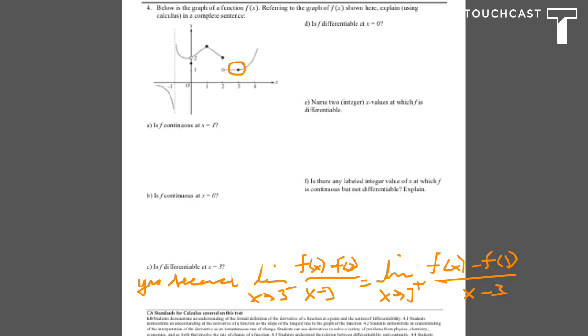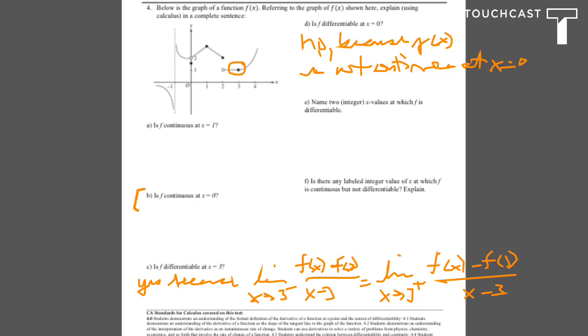Question D asks, is f differentiable at x equals 0? Here the answer is no, because why? Because f of x is not continuous at x equals 0. And I will have given an explanation for why f is not continuous at x equals 0 here for part B. For me, two integer x values at which f is differentiable. So I would say x equals 3 for the same reason I said in part C, and x equals 4 was my other option.